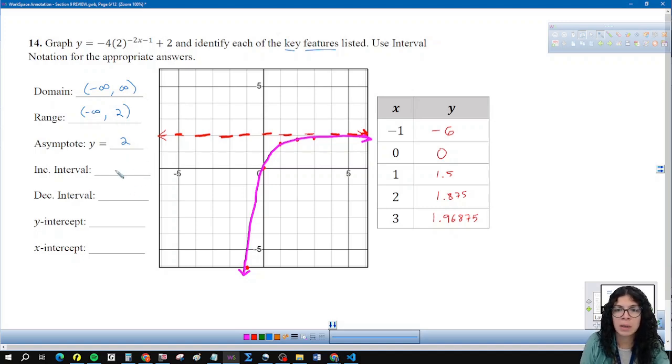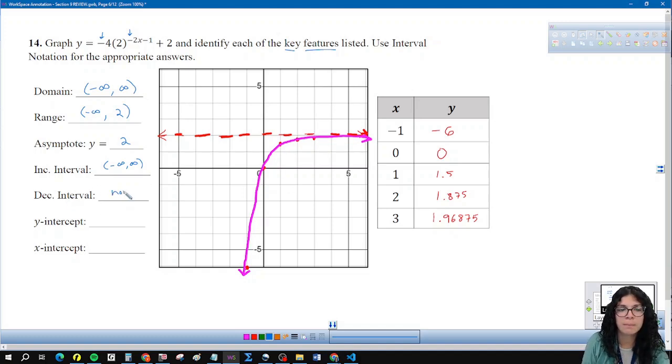Then for the increasing interval, that would be the entire graph, since notice we did start with a growth, but that was reflected over the x-axis. Actually, it was the decay, because it's also reflected over the y-axis. So there was a double reflection here. But either way, as you see visually on the graph, if we follow it, it is going up.